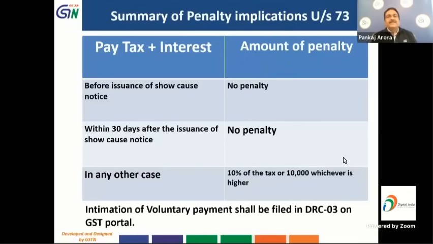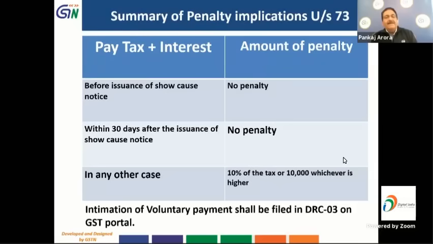So here is the summary of the penalty implications under section 73. If a taxpayer pays the tax and interest as chargeable in the show cause notice, if he determines any amount which is to be paid on his own, then he can pay it before issuance of the show cause notice. In such case, if he pays tax and interest, there is no penalty leviable on him on the said grounds or the said issue.